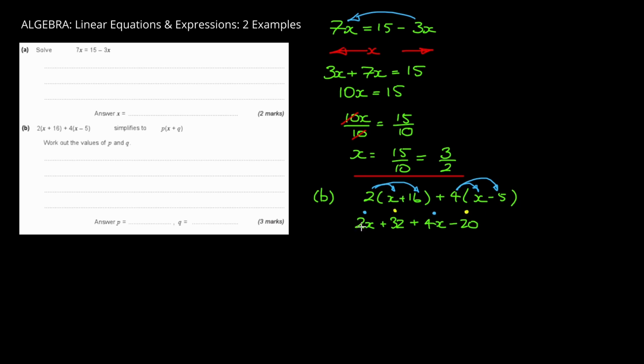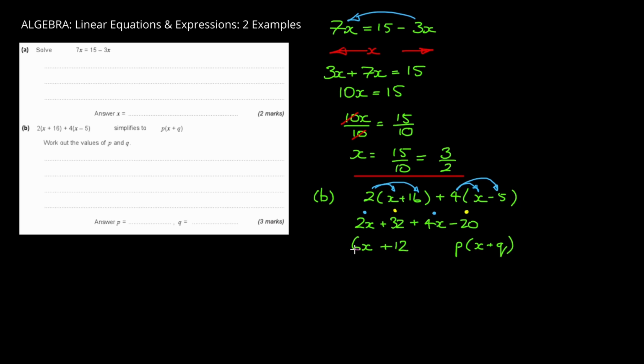So the x's first. 2 of them plus 4 of them is 6x. 32 minus 20 is 12. Now the question wants the answer in the form p, x plus q. So they're hinting we're able to take a factor out of our expression so far.